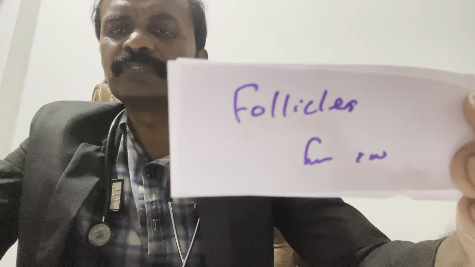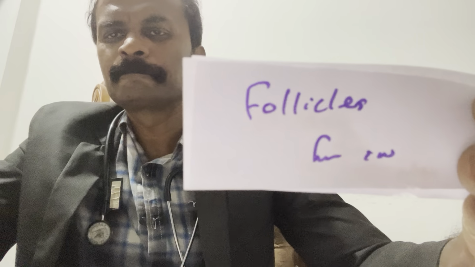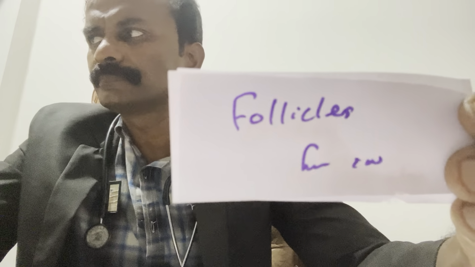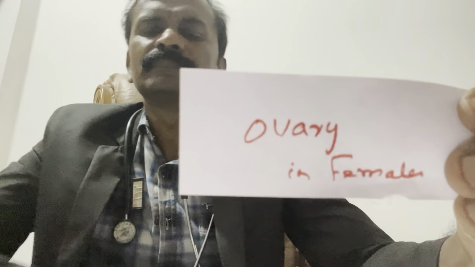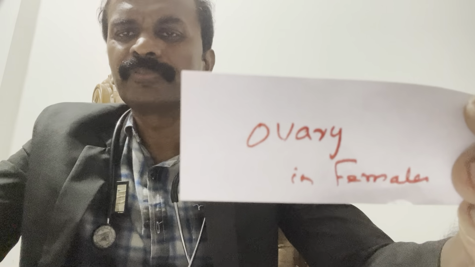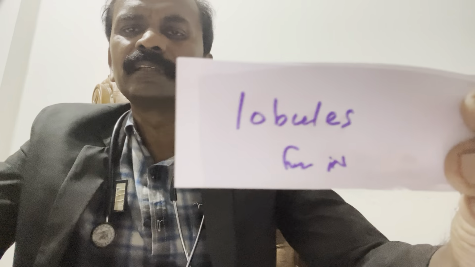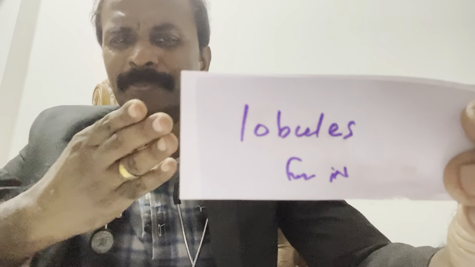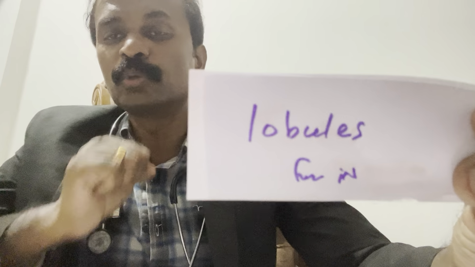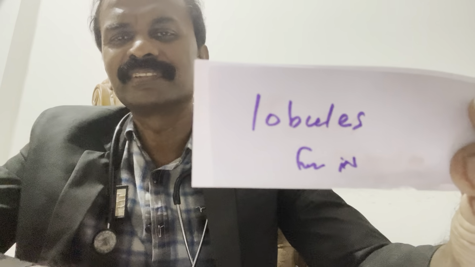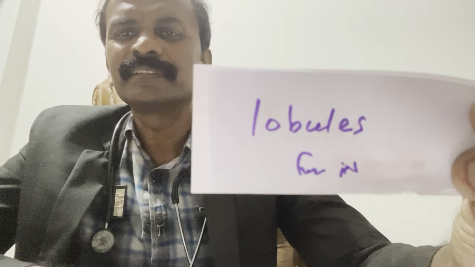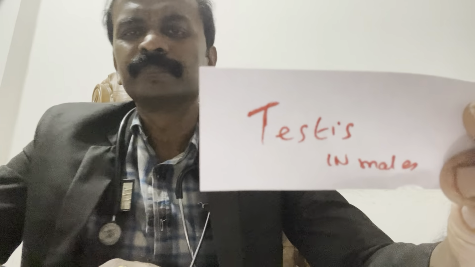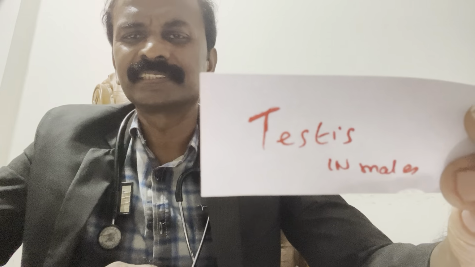Where have you heard about this word follicles? Follicles is seen in the ovary of females. Where have you heard about lobules? This is a repeat. Last year they asked how many lobules are found in this one. Lobules are found in testes.